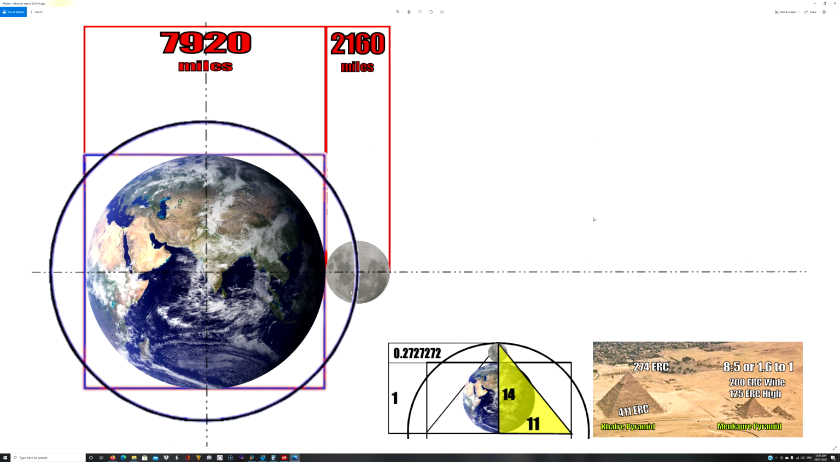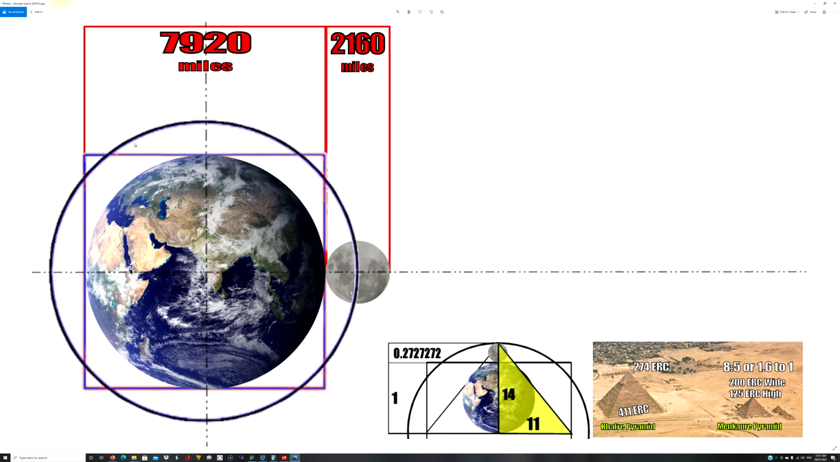So the diameter of the Earth, 7,920 miles. Because of the oblate spheroid thing, I'm slightly rounding it off there, but it's 99.99% precise. And so you could Google it, and you'd probably get 7,921 as the equatorial diameter.